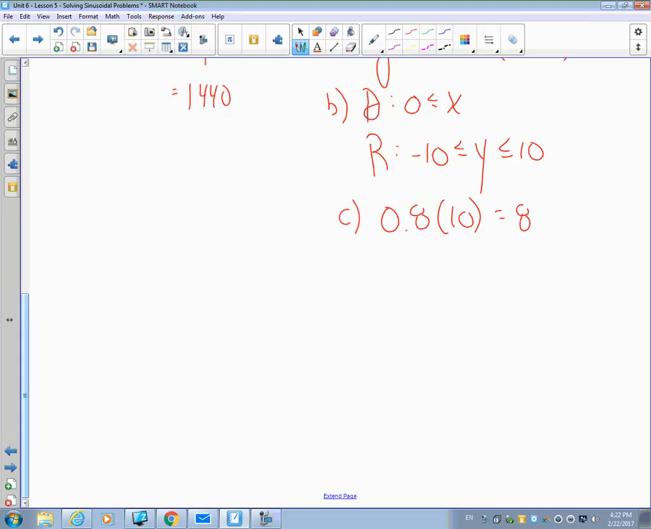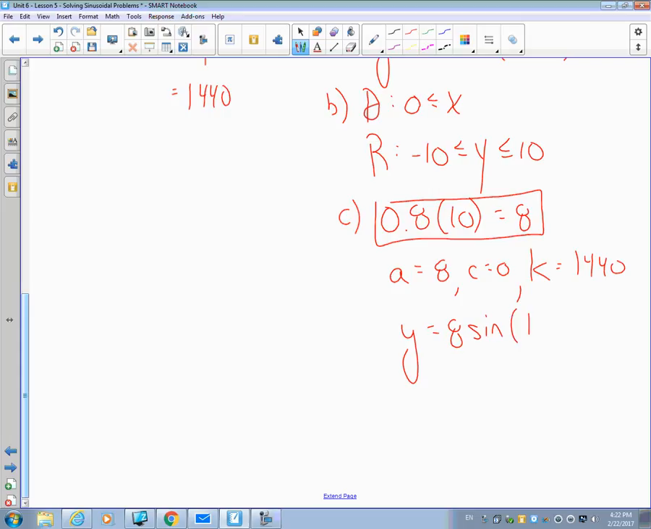Well, my A value is now 8. My C value is still 0. My K value is still the 1440. The only thing that's going to change is how far back and forth I go. So my equation is 8 sine 1440x. Everything else will stay the same.